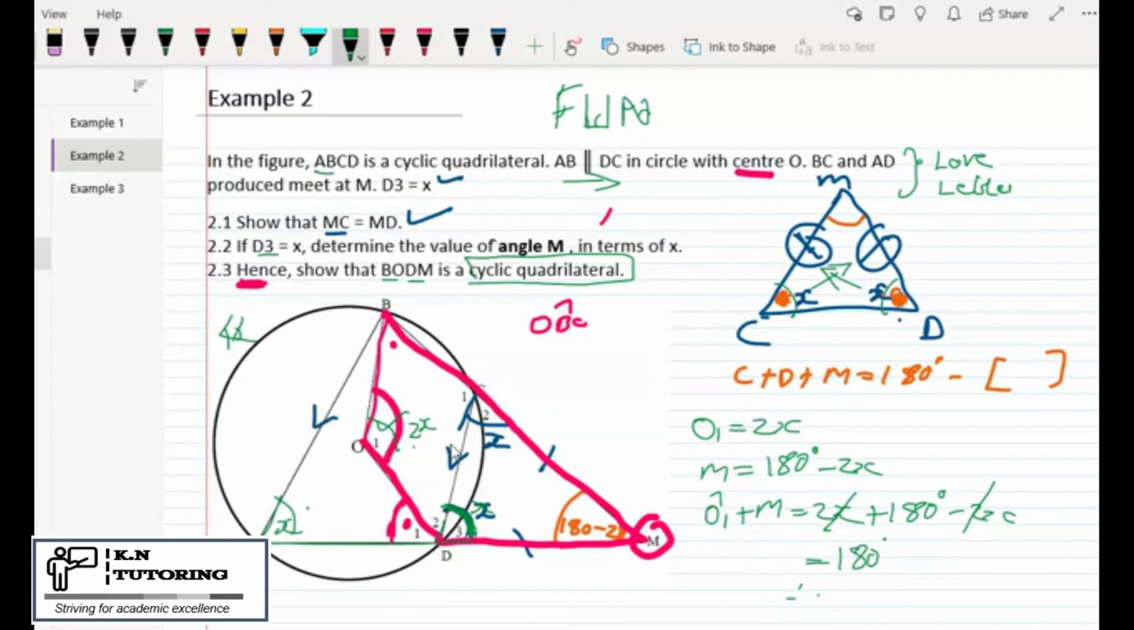I hope you are starting to get the hang of Euclidean geometry, and I hope you are starting to enjoy it the way I'm enjoying it. Let's now move over to example number 3, which will be the last example.